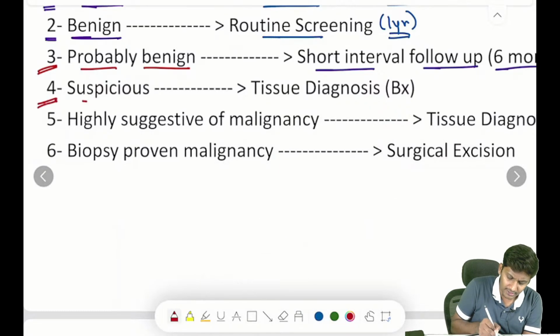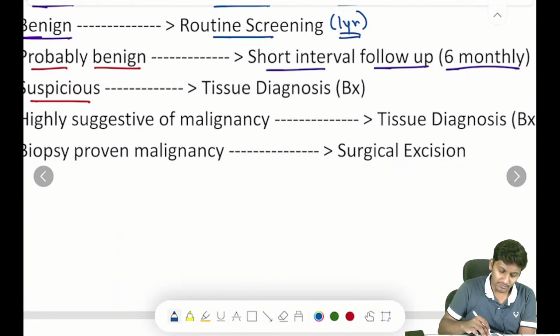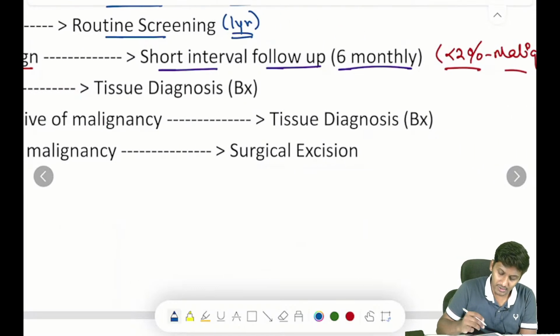BIRADS 4 says it is suspicious. That means the radiologist is not sure whether it is benign or malignant. BIRADS 3 में क्या था? He was saying there are more than 70% chance, or rather more than 90% chance it is benign in nature, but very few chances, less than 2% chances that it can be malignant. But in a case BIRADS 4, definitely he is saying it is suspicious. 50-50% chances दोनों हो सकता है definitely. ठीक है, so in BIRADS 4 the radiologist is suspicious.